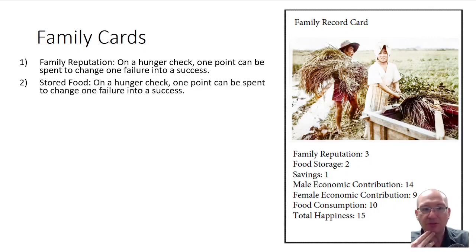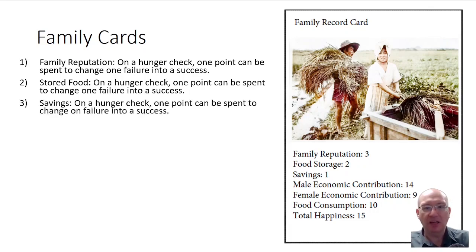There was also food storage. So the idea was that you could store grain, so that if you had a good year and the next year you had a bad year, you could eat some of that old grain that you had stored. There was savings also. On a hunger check, people could spend a point from their savings to change a failure into a success.